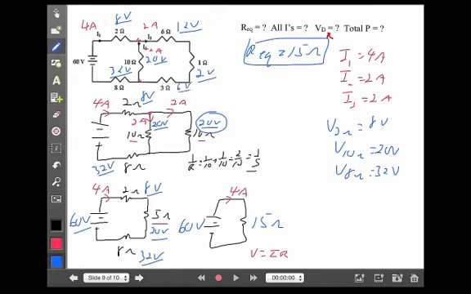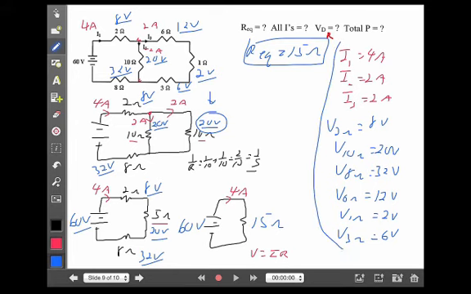Now look at this. 12 volts plus 2 volts plus 6 volts gives me 20 volts. I brought back my 20 volts. Okay? Everything seems to be working out. And now I know all the rest of the voltage drops. 6 ohm dropped 12 volts, 1 ohm dropped 2 volts, 3 ohm dropped 6 volts. So now I've got all those answers right there.